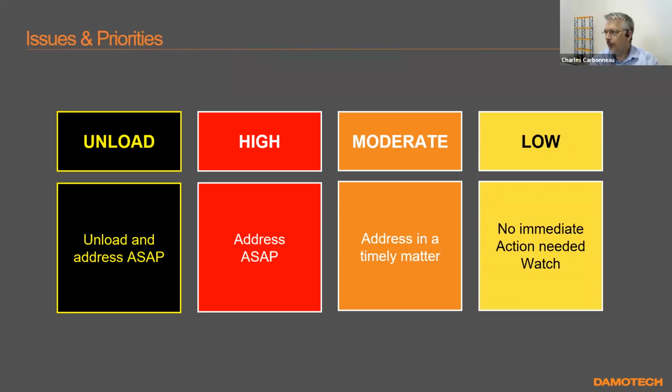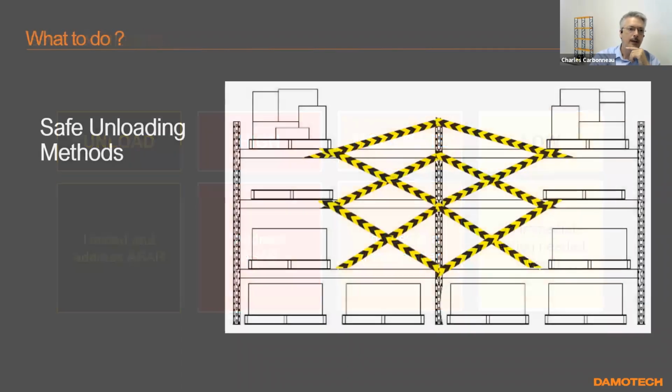Sometimes we could say, oh, you're missing a nut. It's a low priority, but you have to take an action. You have to do something about it. Other than that, it could be a little dent on the beam, just watch it so it doesn't get worse. A safe unloading method: the center column here, the middle column, is badly damaged.